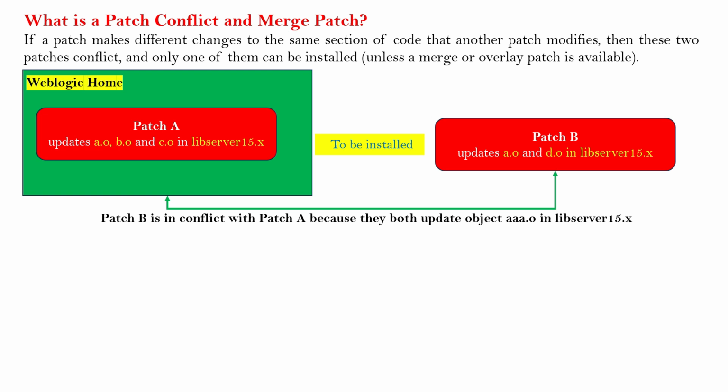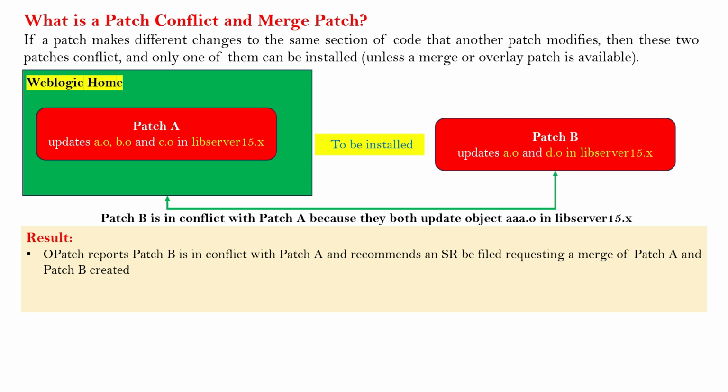So what I need in my system is A.O, B.O, C.O, and along with that, D.O as a new bug fix. That means I need all four bug fixes in my system. So what will you do in that case? If I talk about the result, OPatch reports that patch B is in conflict with patch A. If you run the prerequisite check for patch B, you will see in the output that there is a patch conflict between both of the patches.